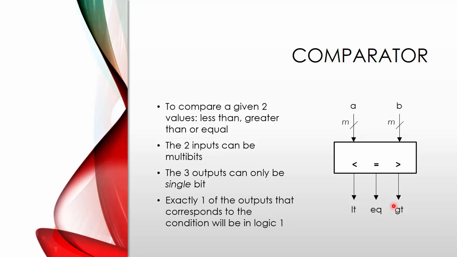And another unique behavior of comparator is that out of these three outputs, LT, EQ, and GT, exactly one, not more, not less, of them will be set to logic 1 corresponding to the condition at the input. For example, if A less than B, then only LT will be 1, the other two will be 0. If A equal to B, only EQ will be 1, the rest will be 0. And if A is greater than B, only GT is 1, LT and EQ will be 0.